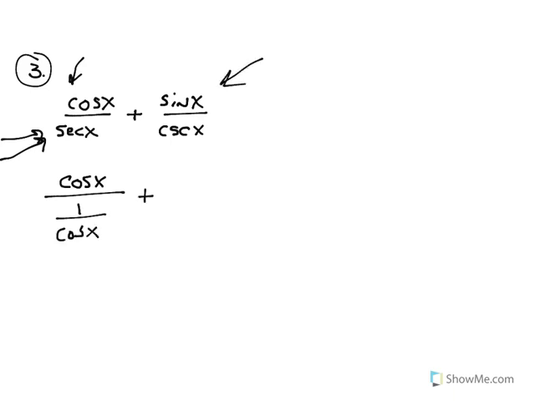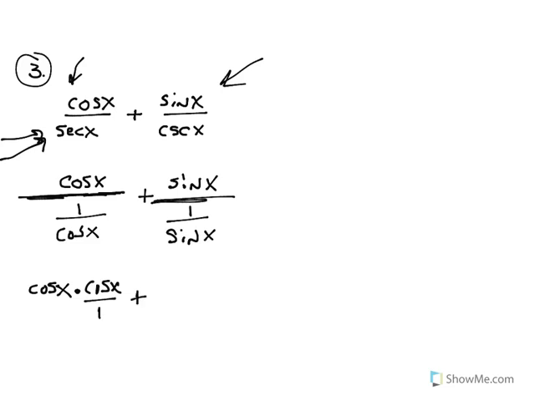plus, and then the second fraction, we have sine of x, and cosecant is the reciprocal with sine, so that's going to be 1 over sine, the same thing as the cosecant. And now we have the top fraction. We have cosine divided by 1 over cosine, so we're going to multiply by the reciprocal. So that's going to be cosine up top multiplied by the reciprocal of the bottom, which is essentially cosine over 1.